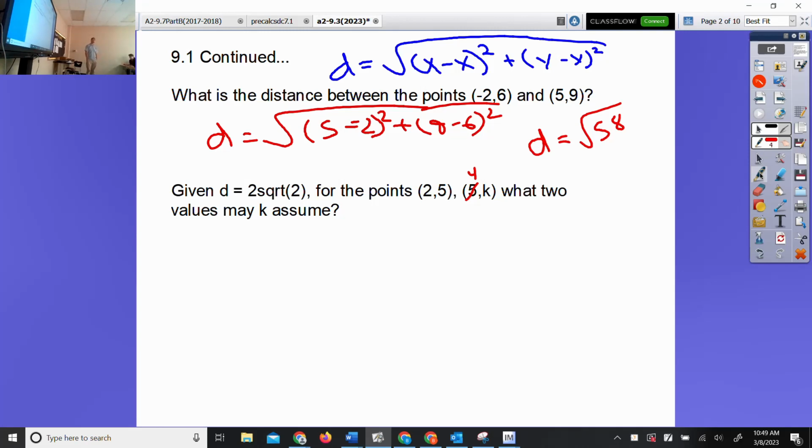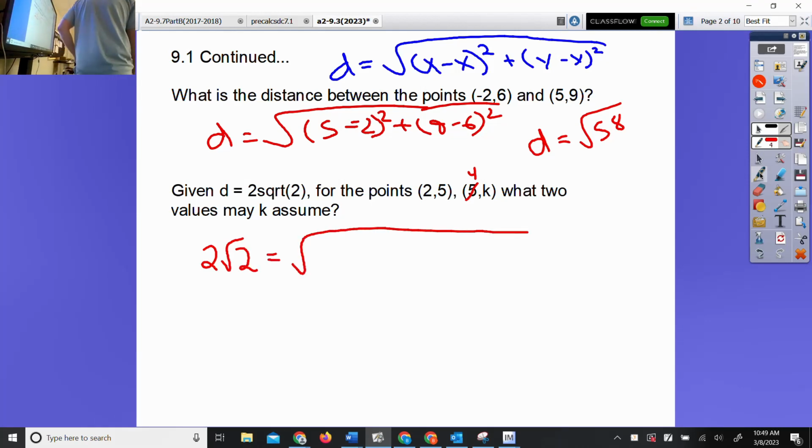Given the distance is 2 root 2 for the points (2, 5) and (4, k), what two values make k assumed? I don't think this is going to be a pretty answer. I'm going to warn you. But it was meant to be, but then it was flawed. Anyways, what can you replace the d with? Replace it with 2 root 2.